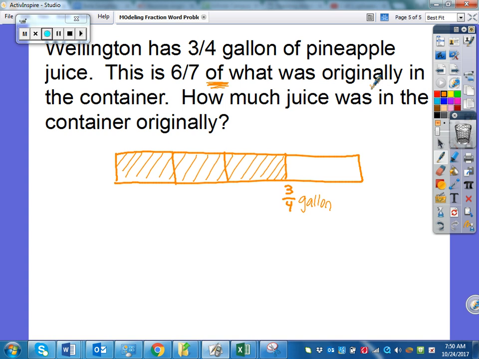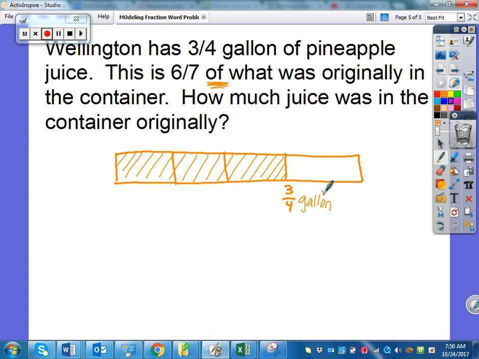I know that the juice that was originally in the container has to be more than 3/4. So sometimes when you solve math problems, think about what the answer should be before you actually tackle the problem. I know that if 3/4 is 6/7 of what originally was in the container, then there should be more pineapple juice in the container originally. But it won't be a lot more because 6/7 means he didn't drink that much of his pineapple juice. So it should just be a little bit more is my answer.